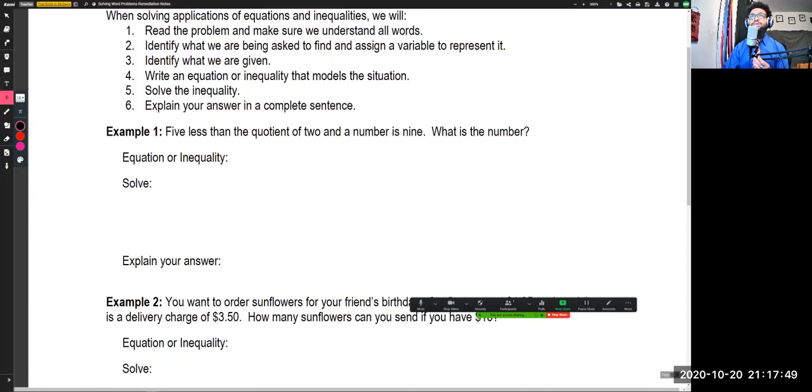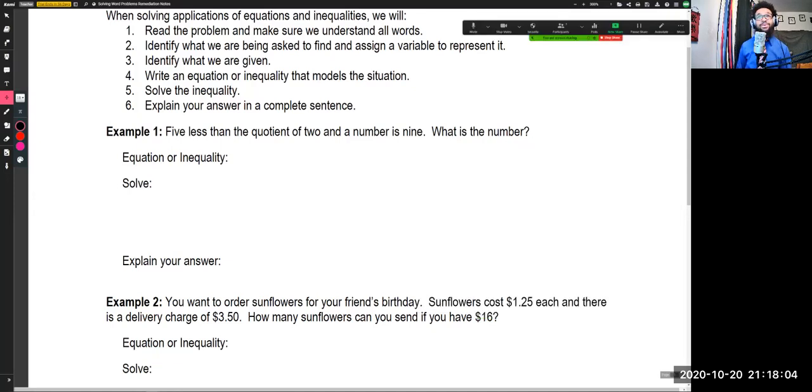Our step number one is to read the problem and to make sure we understand all the words involved, okay? Our step number two is going to be to identify what we're being asked to find and assign a variable to represent it. Our step number three is going to be to identify what we are given. Four is going to be to write an equation or inequality that models the situation. And actually, I would put like a little intermediate step between three and four. That's going to be to determine whether it's going to be an equation or an inequality. And then you're going to write an equation or an inequality based on whichever one it is.